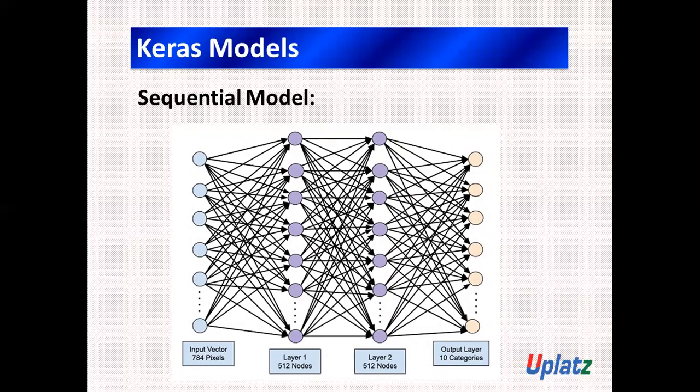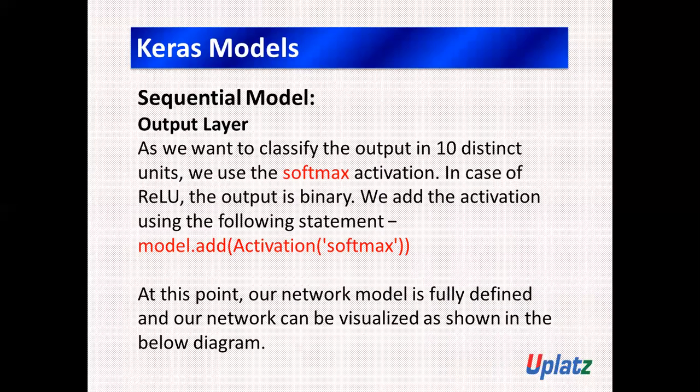So for that, we have used the activation function softmax. As we want to classify the output in 10 distinct units, we have used the softmax activation. In case of rectified linear unit, the output is binary. So if you want to classify the output only in 2 distinct units, for example, yes, no, in that situation, you can use rectified linear unit. But as we want to classify the output in 10 distinct units, we have used the softmax activation function. So how to add the activation function? It's very easy. model.add(Activation('softmax')).